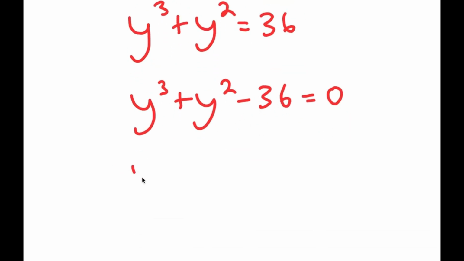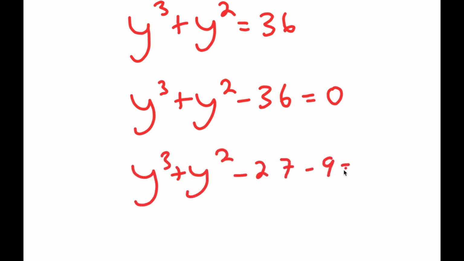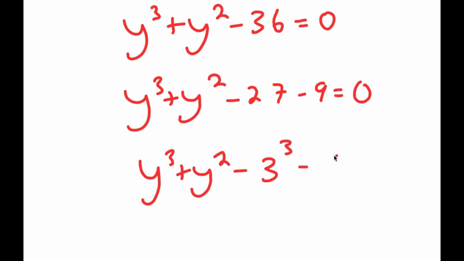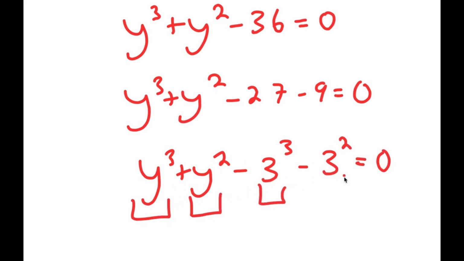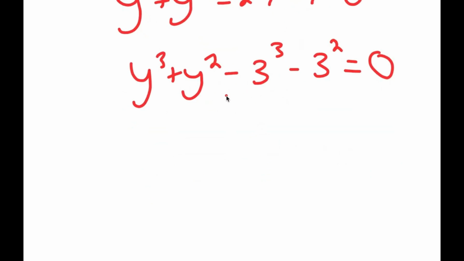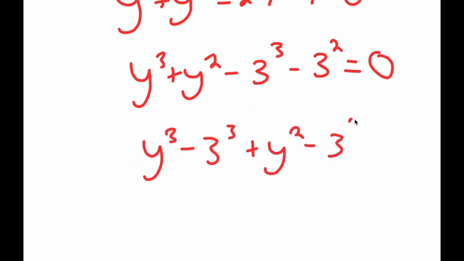Now from here, I'm going to rewrite the 36 as negative 27 minus 9. And the reason I did this is because 27 I can rewrite as 3 to the power of 3, and 9 I can rewrite as 3 squared. And notice how I have a number to the power of 3 and that same number squared, and again 3 to the power of 3 and 3 squared. So now I'm going to switch the order and group the powers of 3's together and the powers of 2's together.